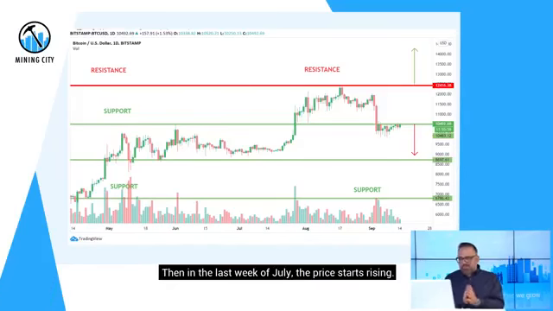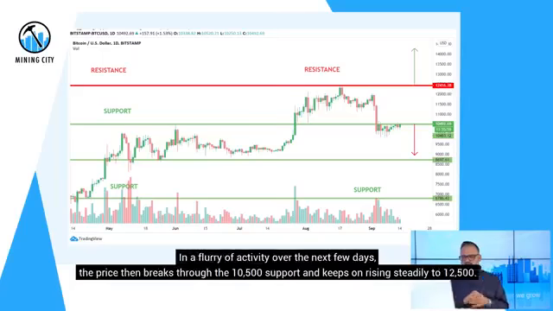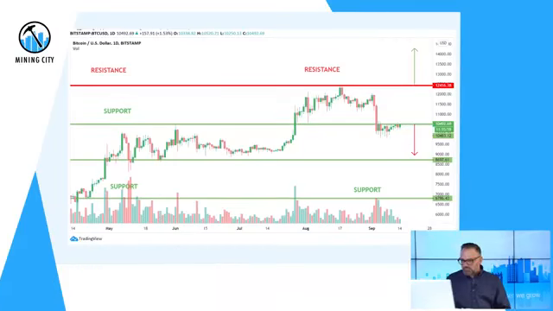Then, suddenly, in the last week of July, the price starts rising. The rise was also visible in the trading volume here. It's another indicator that the price is about to change in a flurry of activity over the next few weeks, or days, actually. The price then breaks through the $10,500 support and keeps on rising steadily to $12,500.